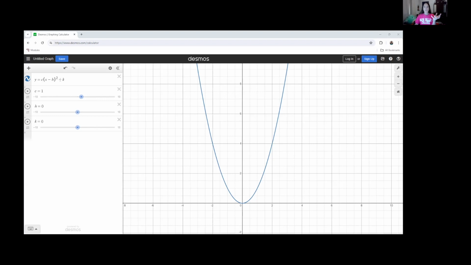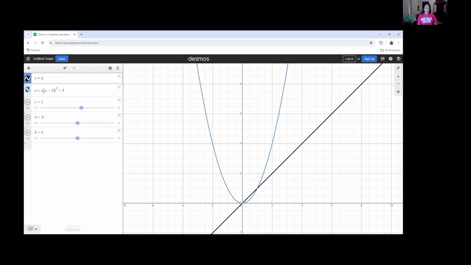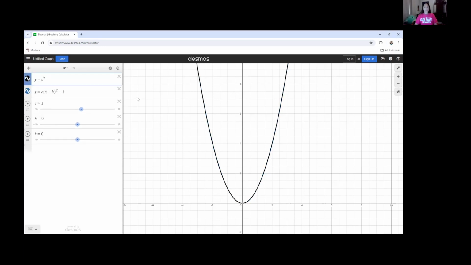I have the function set up where I have c on the outside of the function. I have x, I have minus h inside the function, and I have k. So I'm going to add our parent function here of y equals x squared. So you can see it's now the black is overlapping the blue. But let's say I add h. I'm going to make this a positive 1. So that would be like x minus 1.